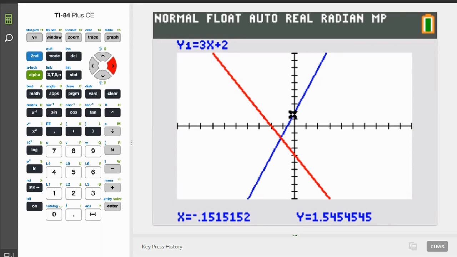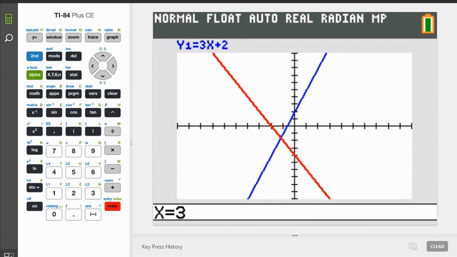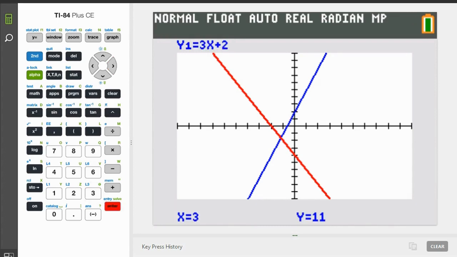So for 3x plus 2, if you substitute in negative 0.151515 repeating, you get 1.545454 repeating as the y value. So you can see what actually happens. The calculator can show you if you hit the trace button. You can also hit x equals 3, and then it gives you the y value that's associated with it. So if x is 3, y is 11. That is the ordered pair that goes with 3 on the line 3x plus 2.